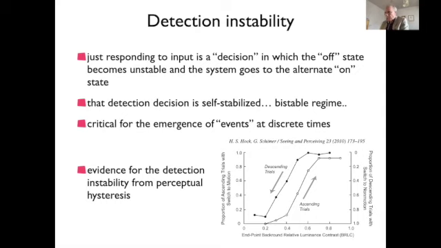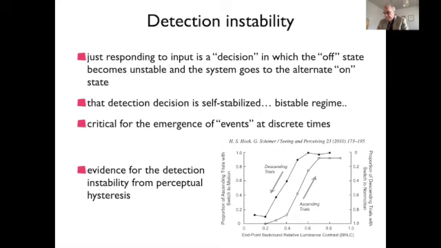And last week, we also discussed in some detail empirical evidence for the detection instability from perceptual hysteresis. Here's a reminder of that figure that refers to the detection of motion. I also talked about new data about the detection just of contrast. And I mentioned that there's not a lot of evidence for this.